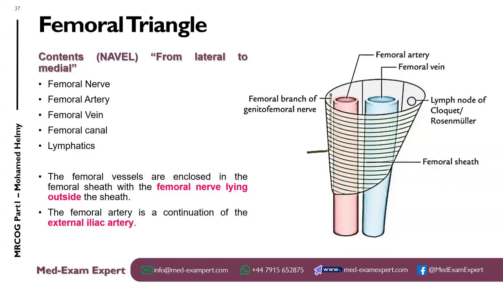Look, this is another picture also to show you that this is the femoral sheath. It's a funnel-shaped sheath like this, which has an outer wide part, then it goes in a funnel shape like this. This is a sheath, enclosing the vein and the artery. And here we have the femoral canal containing the lymph node of Cloquet, or the Rosenmuller lymph node.